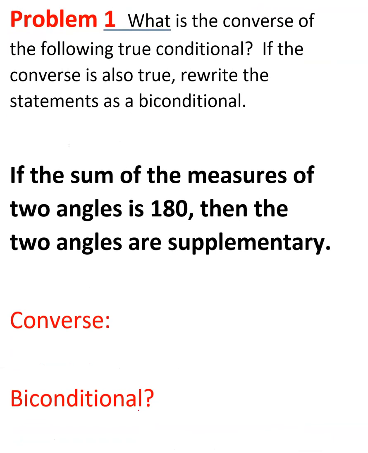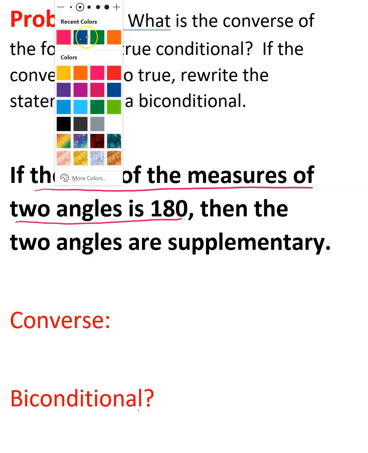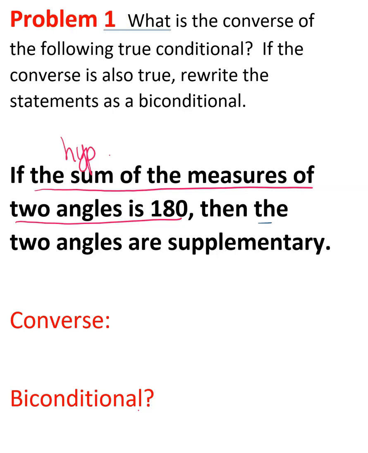Problem 1. What is the converse of the following true conditional? If the converse is also true, rewrite the statements as a biconditional. If the sum of the measures of two angles is 180, then the two angles are supplementary. So to write the converse, we have to figure out what is the hypothesis, what is the conclusion, and then switch them around. So the hypothesis is the sum of the measures of the two angles is 180. The conclusion is the two angles are supplementary. So the converse is, what do you get when you switch them around?